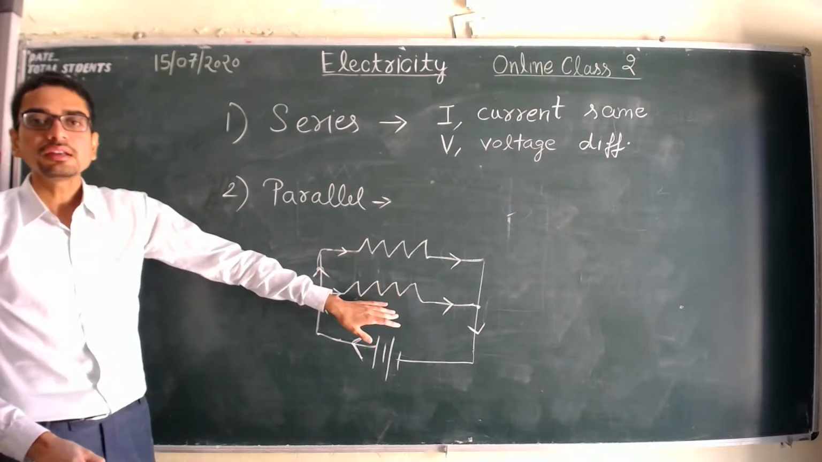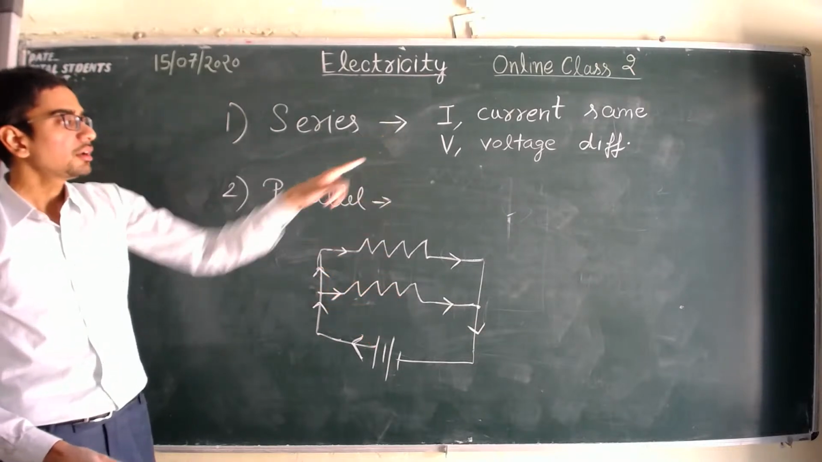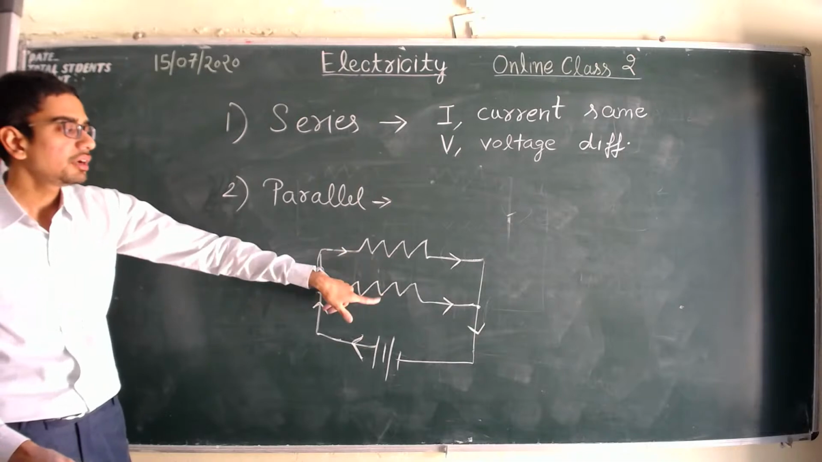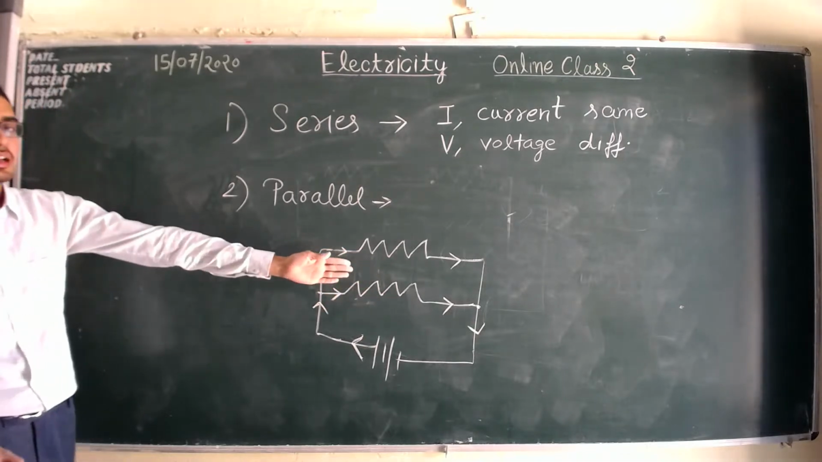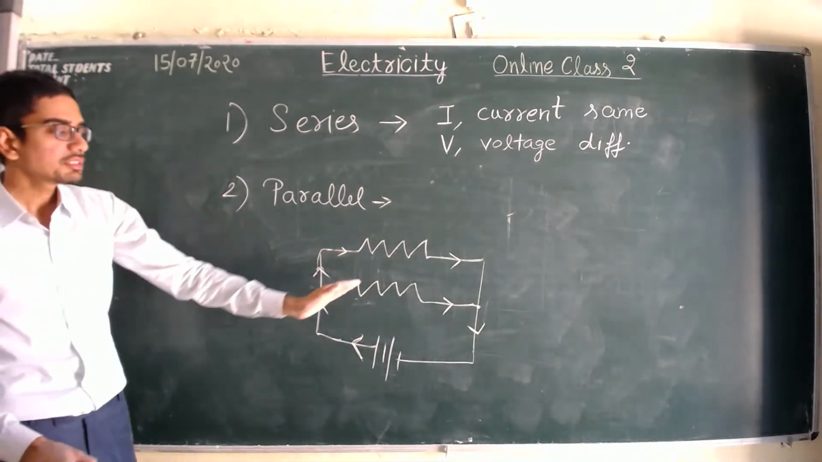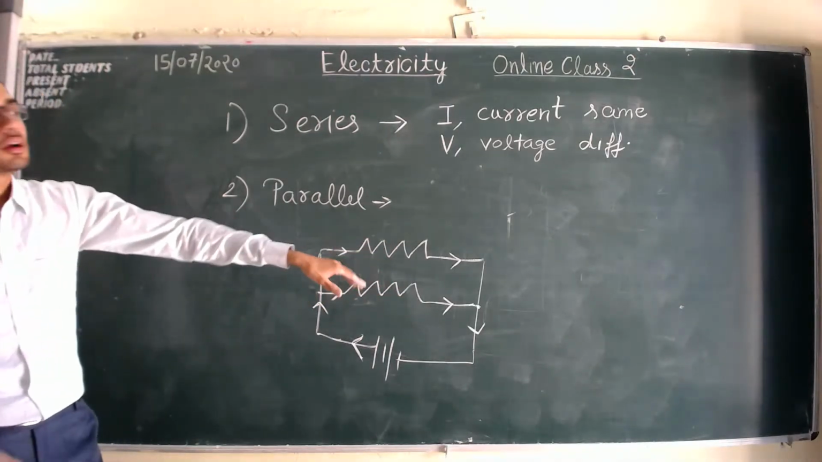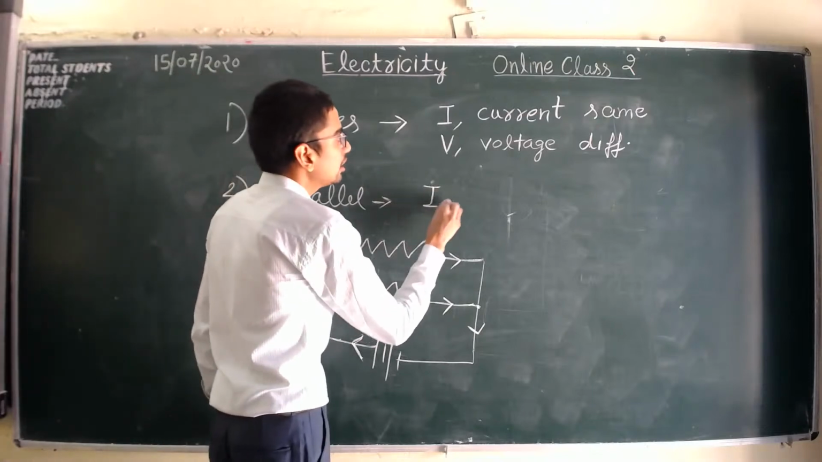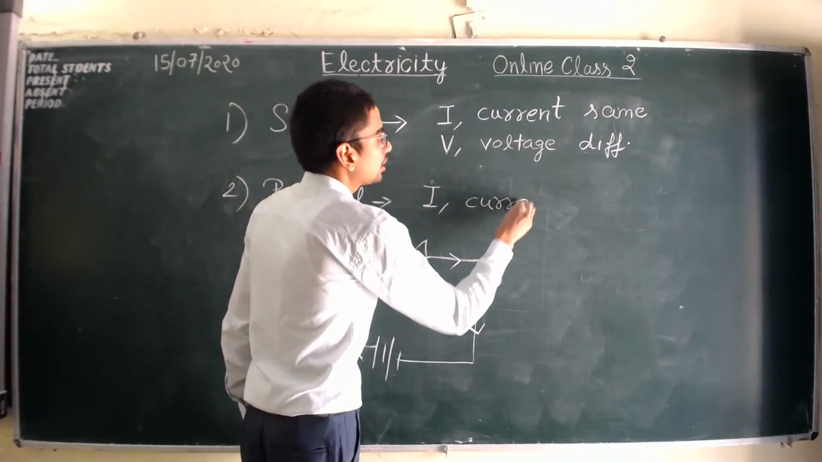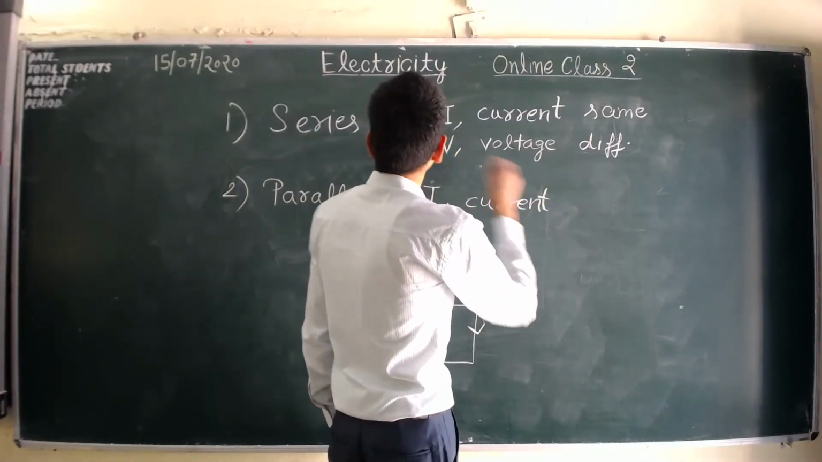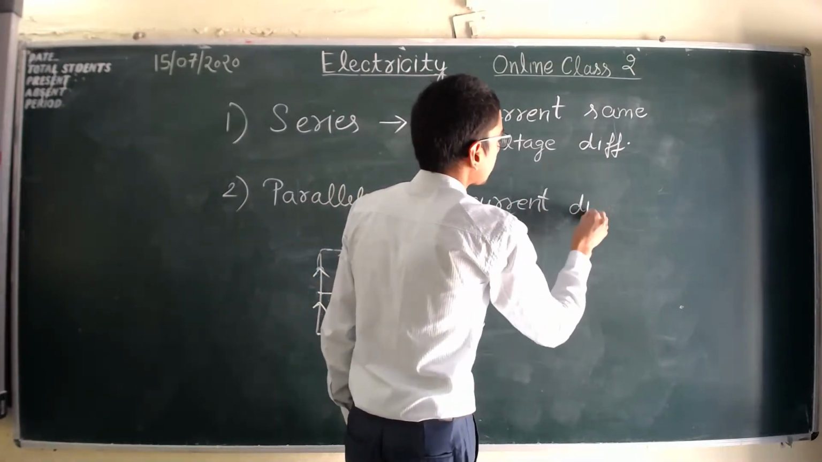so what is the point that value of current in parallel is different. You can see by diagram that current first goes here and then goes here. So current is divided. So value of current in parallel is different, unlike series combination.